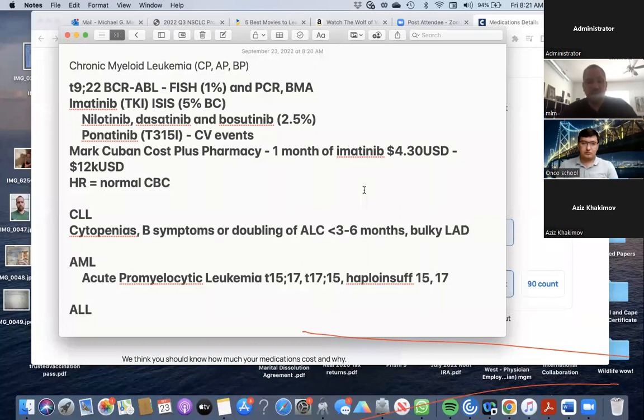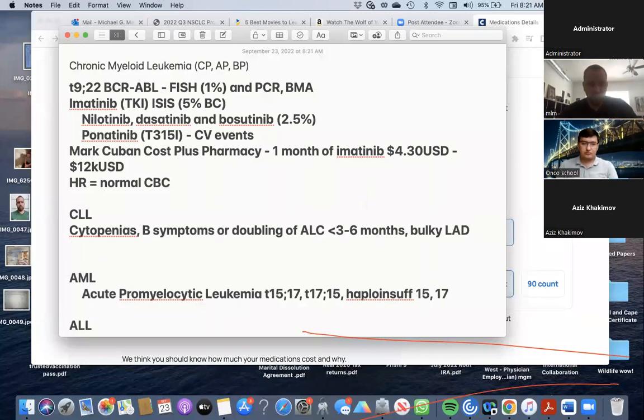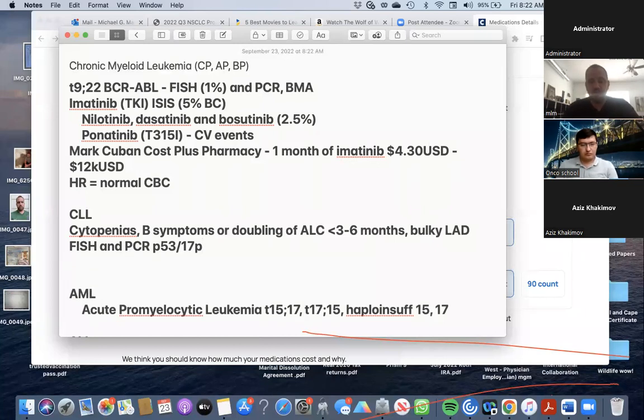Nevertheless, once you've decided that you need to treat it, in order to efficiently treat it, you need to do a couple of things. You do not need to do a bone marrow biopsy, but you do need to do FISH and PCR testing for p53 and 17p abnormalities. The reason you need to do this is because you need to figure out if chemotherapy is an option or not for the patient. The other thing that's necessary to do for CLL is you need to know their IGHV mutational status.